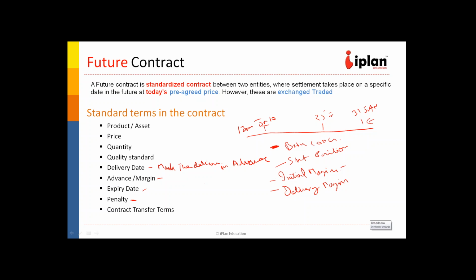Then we have contract transfer terms, and this basically allows you to trade in the future contract, which makes it tradable. You can sell your contract to anybody, and anybody will pay you for that.